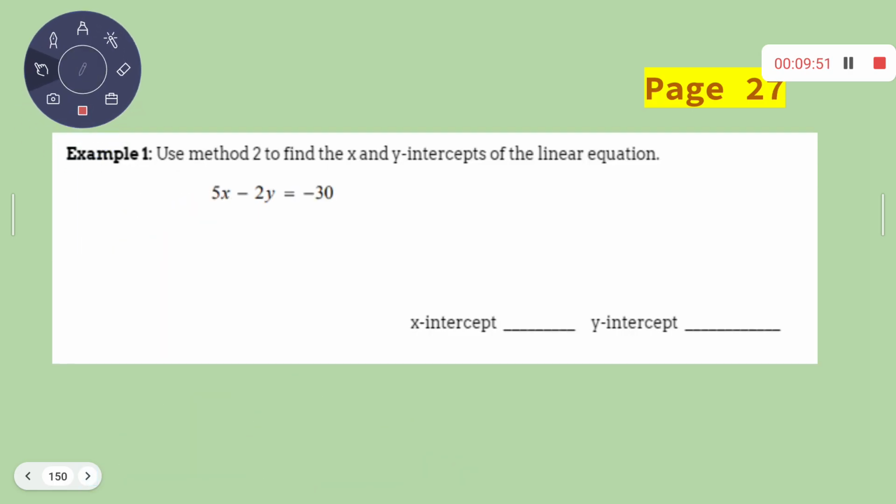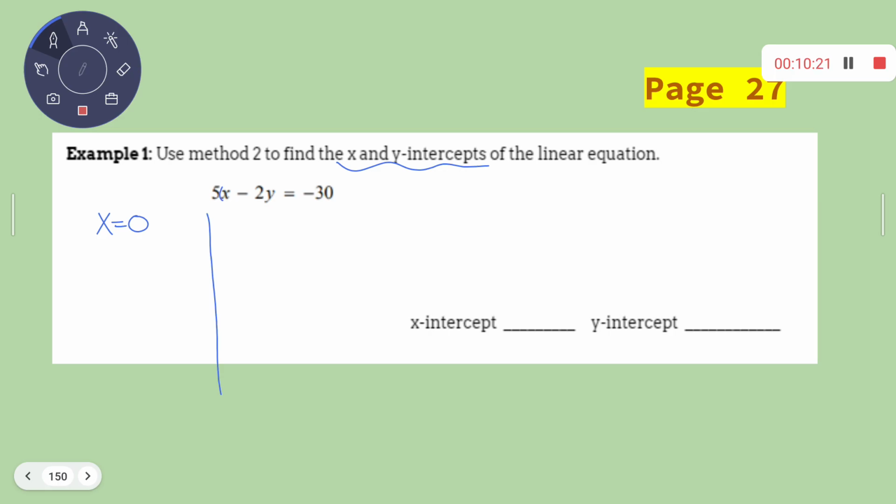So this one says use method 2. Method 2 is when we find the x and y intercept. So it says use method 2 to find the x and y intercepts of the linear equation. So we're actually not graphing this one, we're just finding the x and y intercept. Okay, let's divide this in half, and I'm going to start with letting x equal 0.